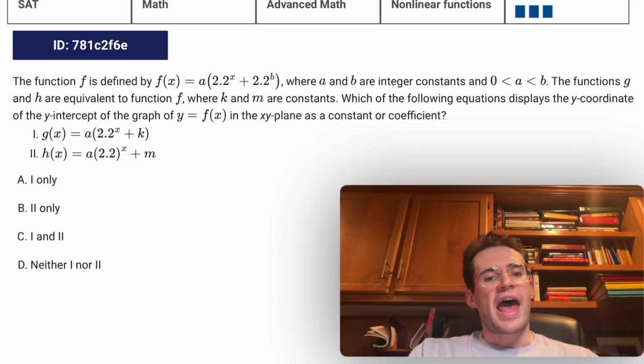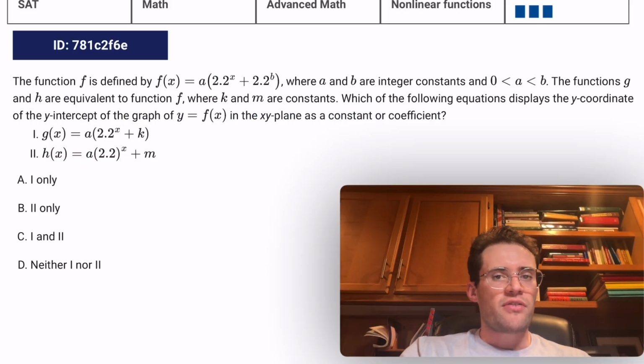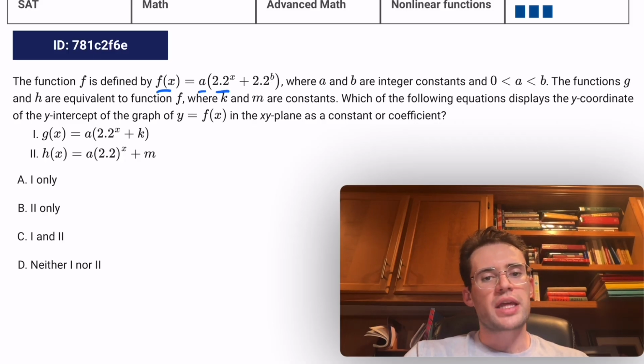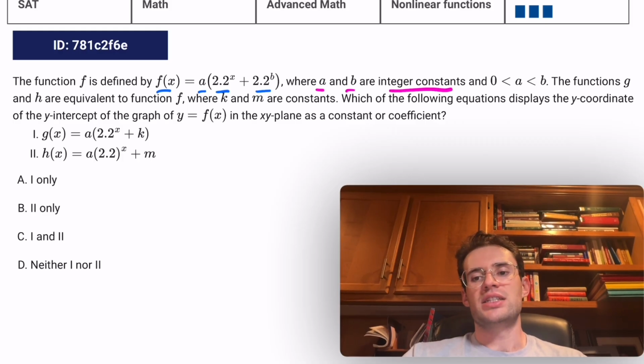The function f is defined by f of x equals a times the quantity 2.2 to the x plus 2.2 to the b end quantity, where a and b are integer constants and 0 is less than a is less than b. So a and b are both positive and b is bigger than a.